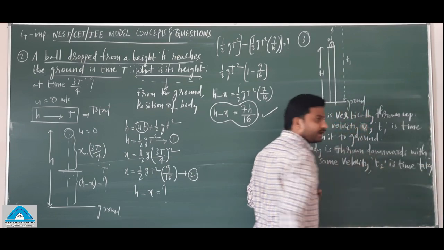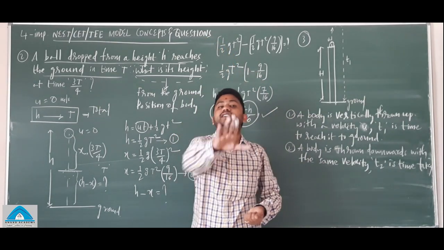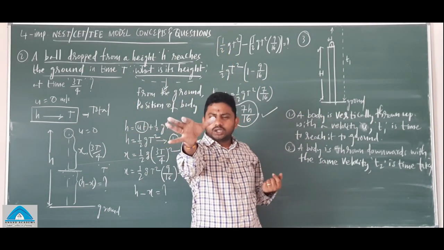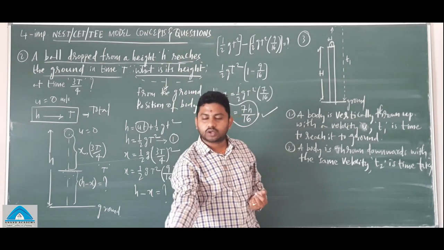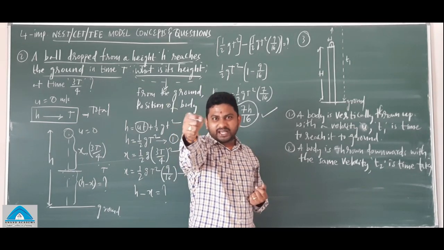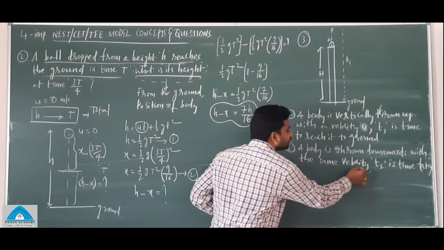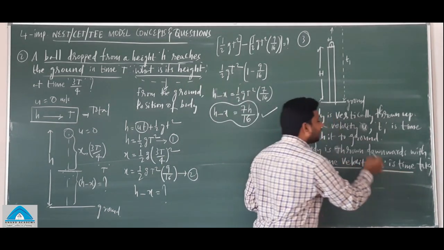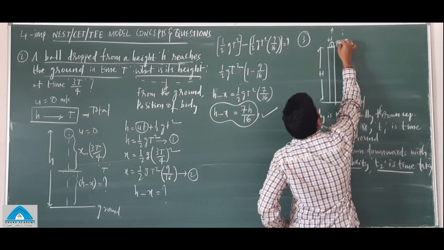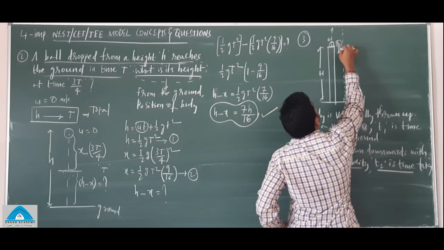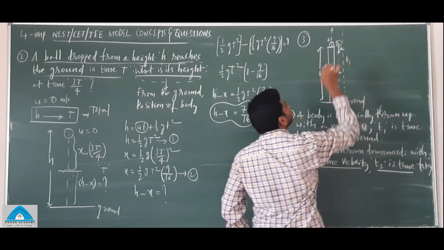See, interesting. Second case, what happened? From the same point, the second body is thrown downwards. It is not dropped. Listen, it is just thrown downwards. This is the first case. The body is thrown up. It will reach the ground in a time t1. Second case, a body is thrown downwards with the same velocity u. In this case, time taken is t2. So from here, the second body is thrown downwards with the same velocity u and reaches the ground in a time t2. Got the point?